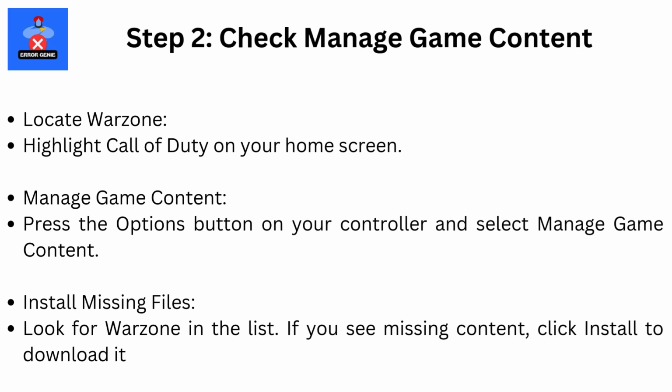Step 2: Check Manage Game Content. Locate Warzone. Highlight Call of Duty on your home screen. Press the Options button on your controller and select Manage Game Content. Look for Warzone in the list. If you see missing content, click Install to download it.